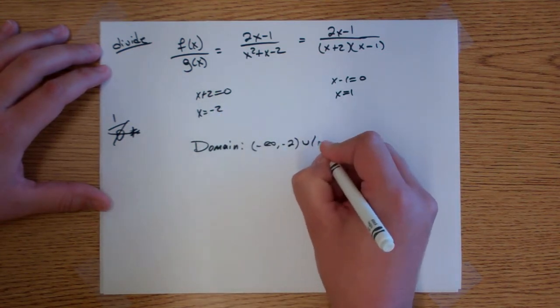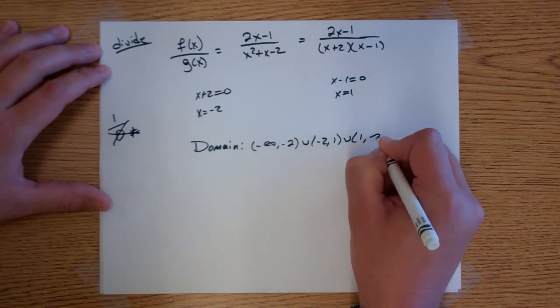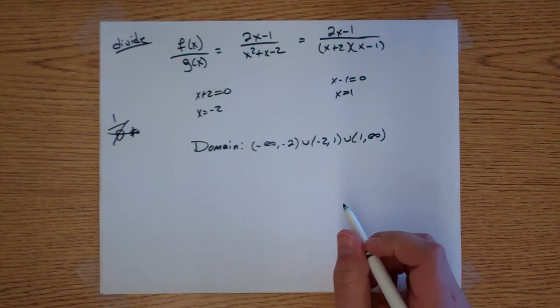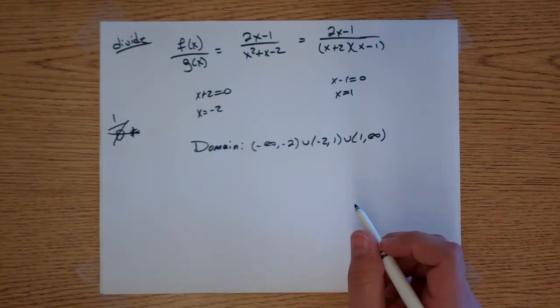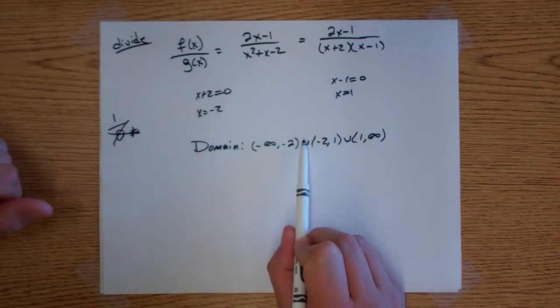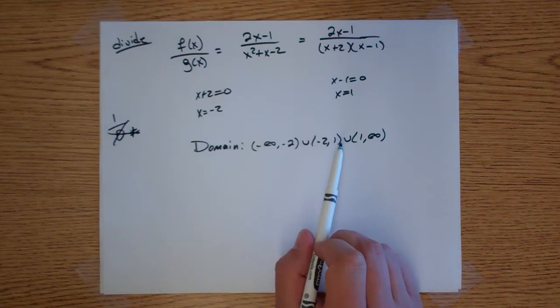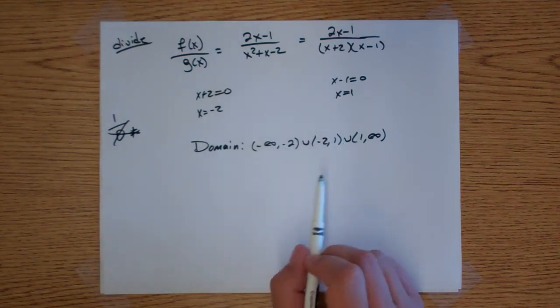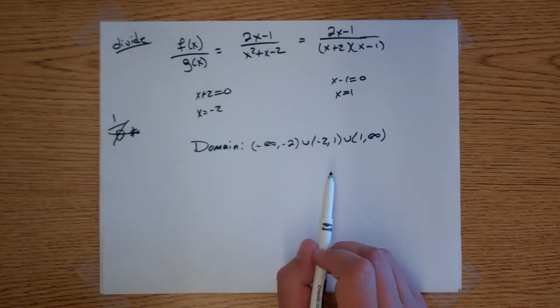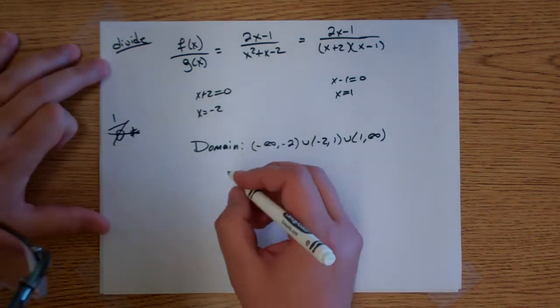Union would go from negative 2 to 1, union 1 to infinity. Now, the reason we have to break it up like that and not just say that it is negative infinity to positive infinity is because we can't include negative 2 or positive 1. And this is the way to break it up, if you want to write it in interval notation, to show that negative 2 and positive 1 are not included.